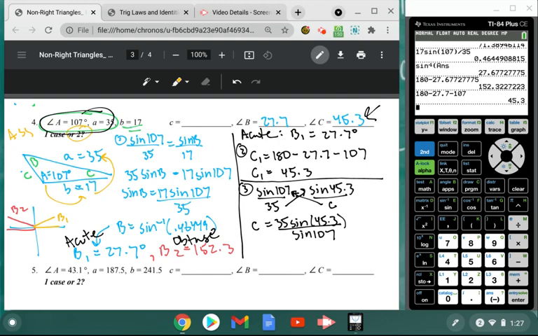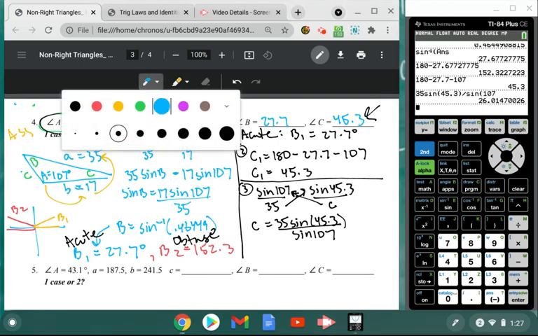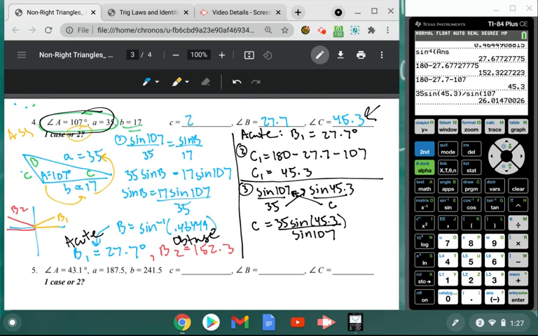Feel free to check my math on that one. But I'm ready to go ahead and find side C now. So 35 times the sine of 45.3 divided by the sine of 107. And we get 26.0 since I'm just using a single decimal place. So 26.0.